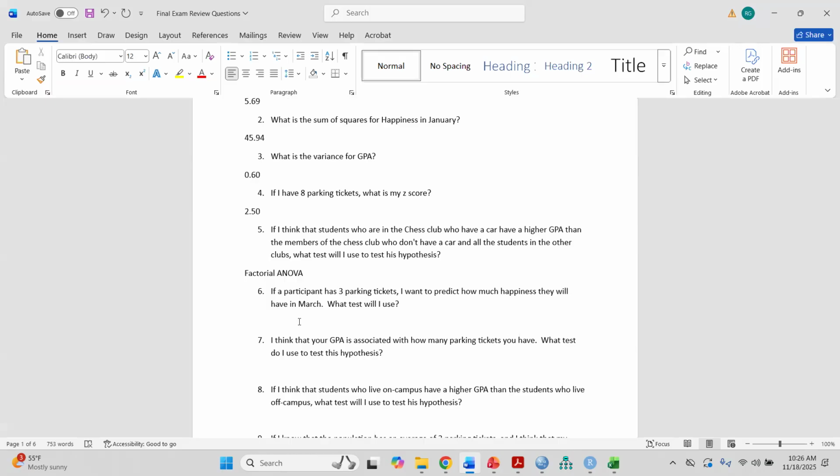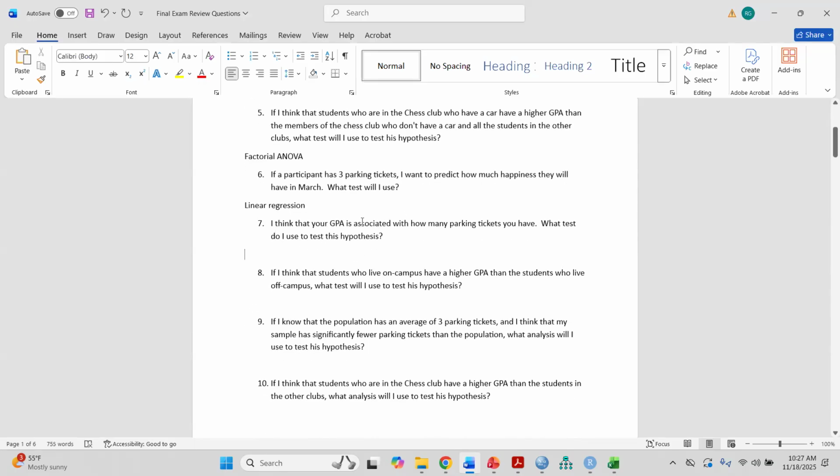If a participant has 3 parking tickets, I want to predict how much happiness they will have in March. What test will I use? Well, if you're looking at the word prediction and you have a specific number of parking tickets, basically you'd have to figure out the line of best fit or the regression line, and then use it to estimate how much happiness somebody would have in March. So this is going to be basically a simple linear regression, or just called linear regression.